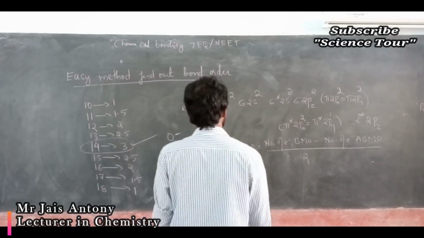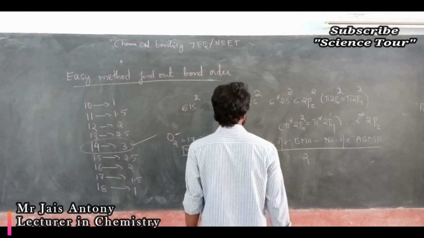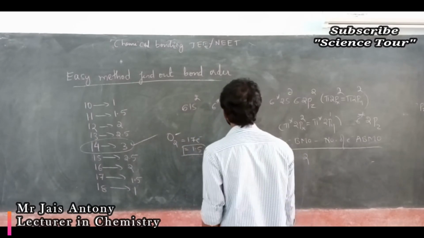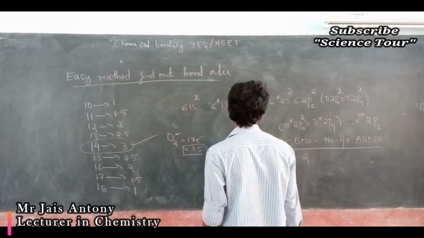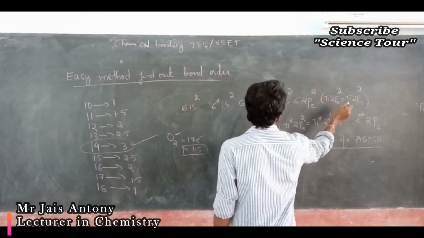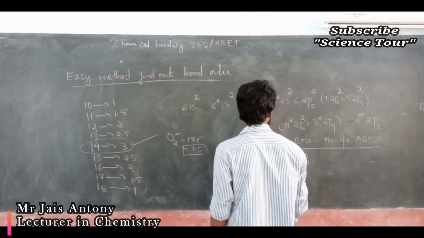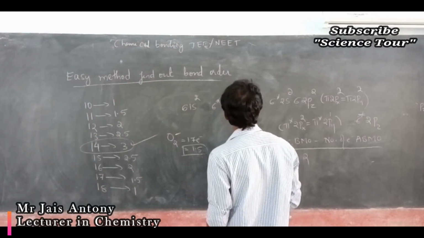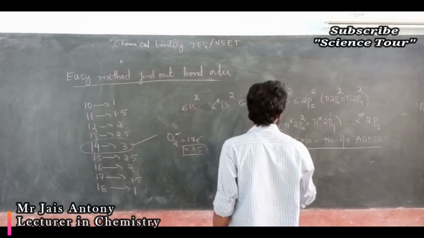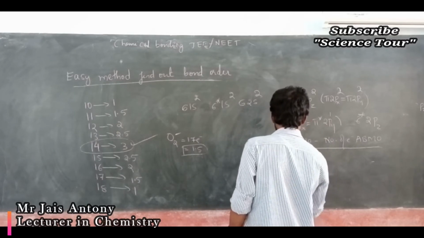My dear students, in this one you can see, bond order is equal to the number of electrons in BMO, that is bonding molecular orbitals: 2, 4, 5, 6, 7, 8, 9, 10, minus the number of electrons in ABMO: 2, 4, 5, 6, 7. Then 7 divided by 2.